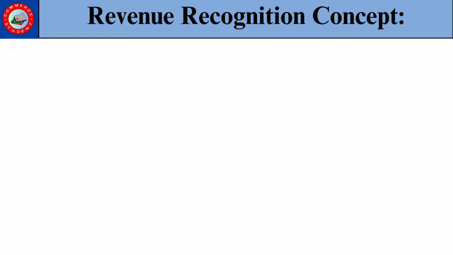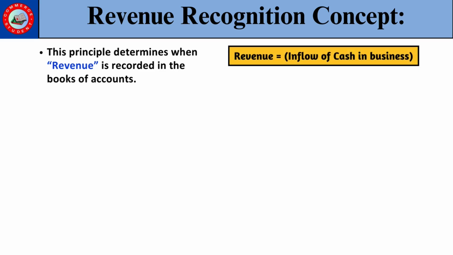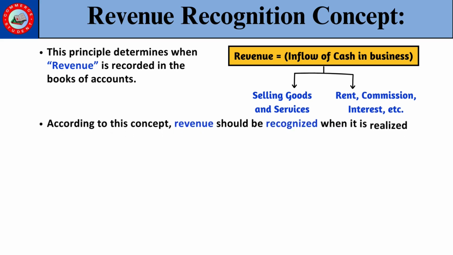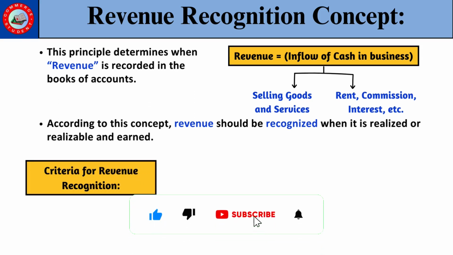Next, revenue recognition concept. This concept states as to when revenue should be recorded in the books of accounts. Revenue refers to the inflow of cash in business, either from selling goods and services or from other sources such as rent received, commission received, etc. According to this concept, revenue should be recognized when it is realized or realizable and earned. This means that revenue should be recorded when goods are delivered or services are performed, regardless of when actual cash is received. The criteria for revenue recognition revolves around the concepts of realized, realizable, and earned.